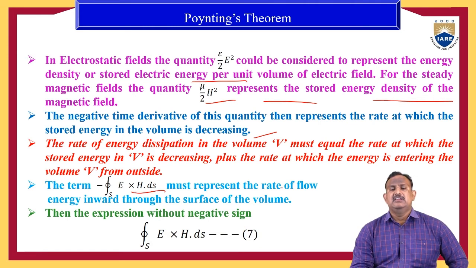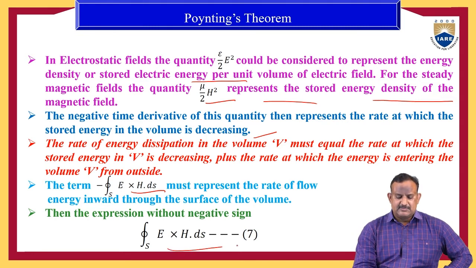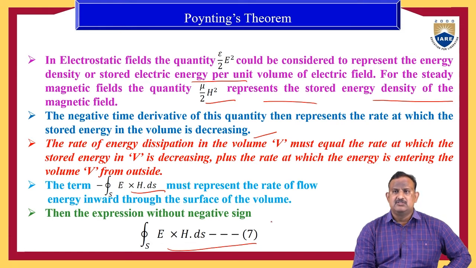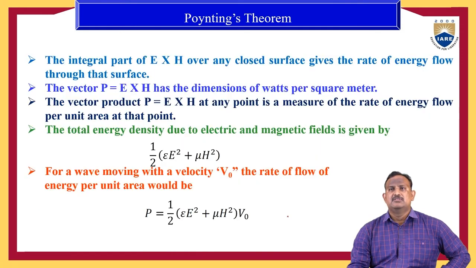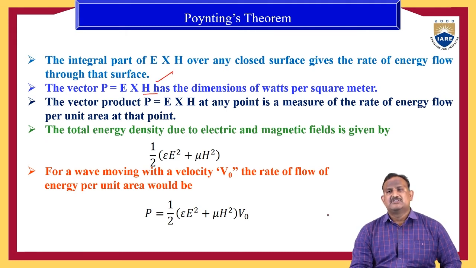The energy entering from the outside can be represented by the term minus surface integral of E cross H dS. Without the negative sign, the expression is the surface integral of E cross H dS. The integral of E cross H over any closed surface gives the rate of energy flow through that surface. Therefore, the vector P is equal to E cross H, which has the dimensions of watts per square meter. The vector product P equals E cross H at any point is a measure of the rate of energy flow per unit area at that point.